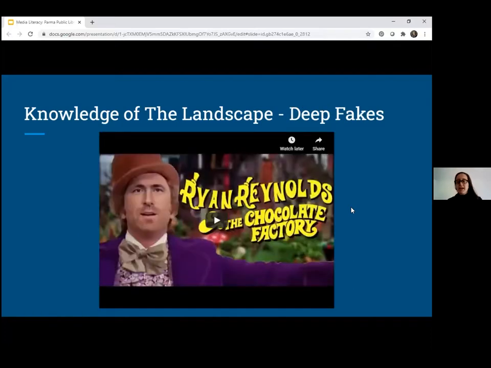Okay, so this next one is, I think, the scariest of them all. The term is deep fakes, and basically it's computer software that can allow you to take the face of one person and put it on someone else. The technology in the last 2 years has exploded, and it's amazing. In some cases, you really can't tell the difference between a real person and a fake person.